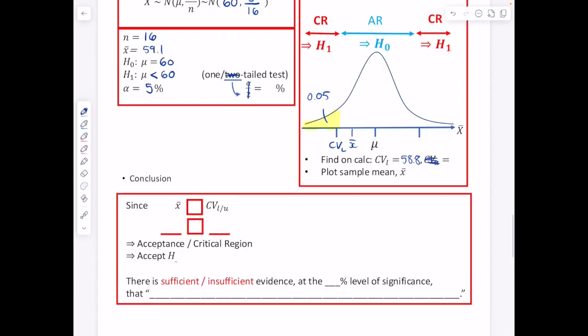And now we can conclude. We're going to say since X bar is greater than our lower critical value, and just make sure you put some values to this so it's clear what you've worked out. This means we are in our acceptance region. It's greater than our lower critical value, which is our acceptance region, and thus we're going to accept H naught.